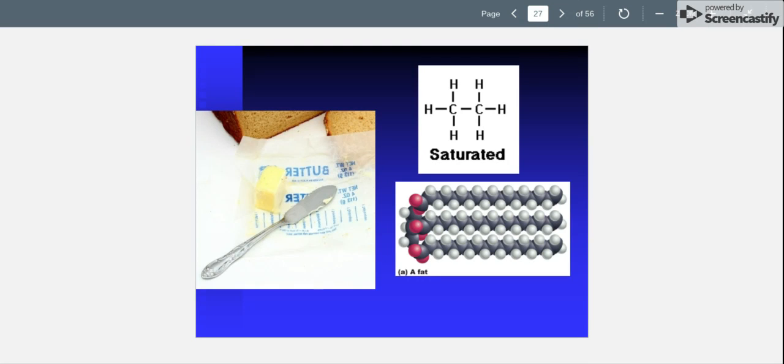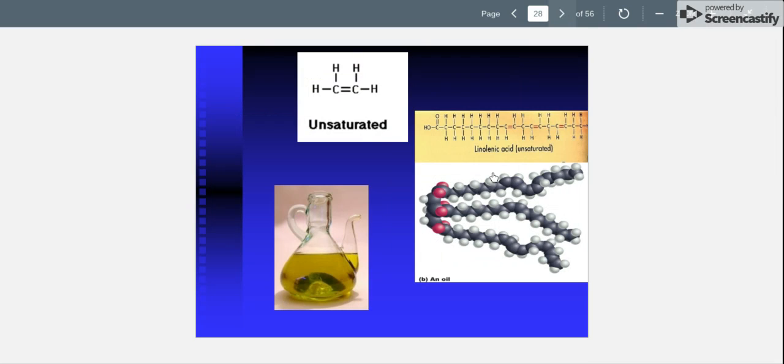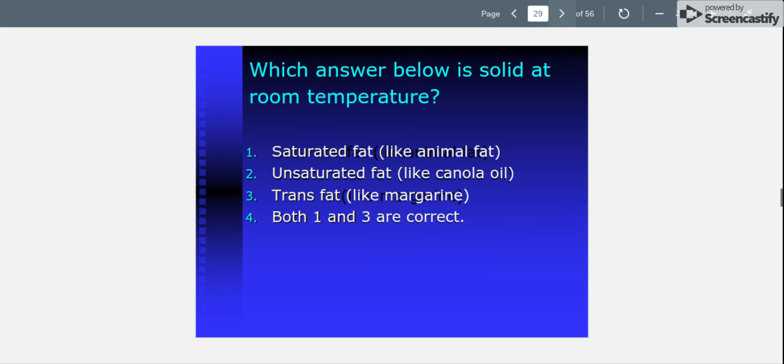So this just shows, again, a saturated fat here. We've got our carbons and our hydrogens, and it's full, all single bonds. Okay. Now we've got our unsaturated fat, with all of these kinks in there because of those double bonds that exist. Okay. We're nearing our 10 minutes here, so we'll go ahead and answer this question: which is solid at room temperature? Saturated fats are. We'll pick up on the rest of lipids in the next lecture.